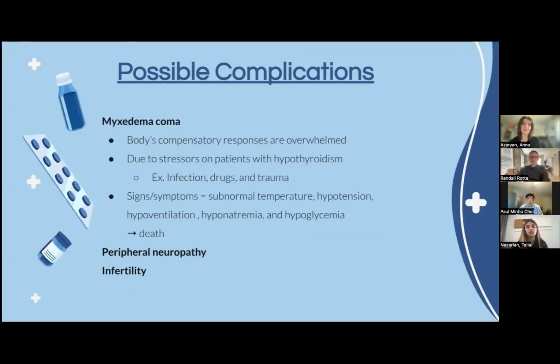Next. A major complication of hypothyroidism is myxedema coma. This is when the body's compensatory responses become overwhelmed due to stressors on the patients with hypothyroidism. This may be from infection, drugs, or other types of trauma. The signs and symptoms include subnormal temperature, hypotension, hypoventilation, hyponatremia, and hypoglycemia, which eventually causes death. Other complications include peripheral neuropathy and infertility.